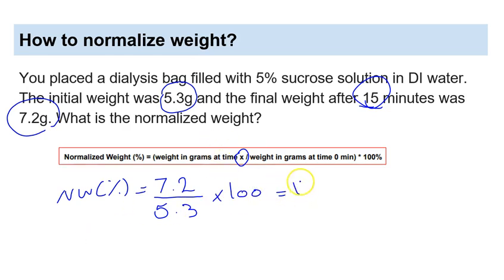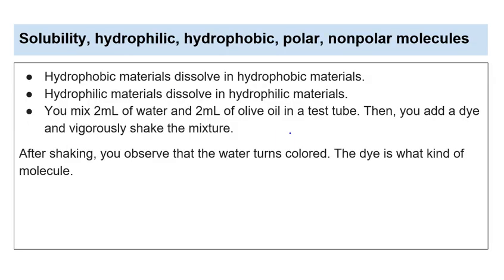The number should be like average 5.81, which we can round to 136%. Okay, so it means we normalized the weight, or transformed the weight from gram to the percentage. Okay. Next concept is solubility, hydrophilic, hydrophobic, polar, and non-polar molecules.